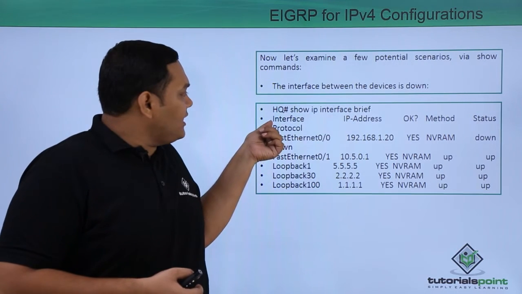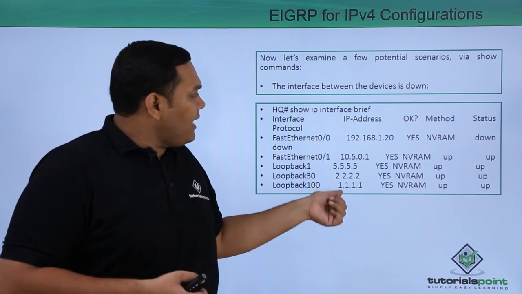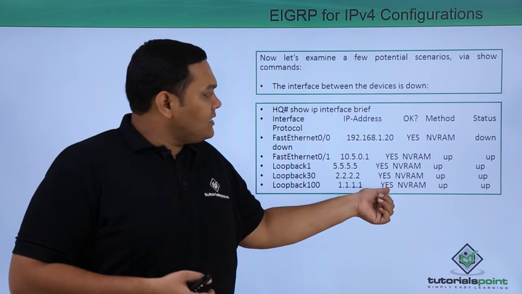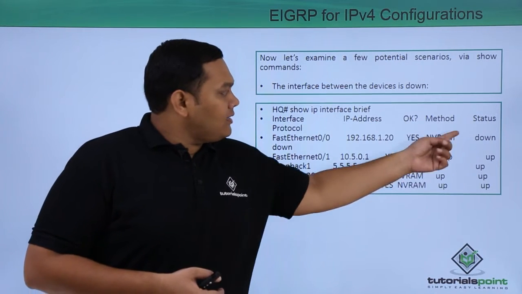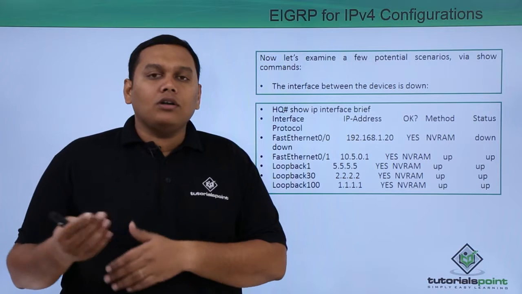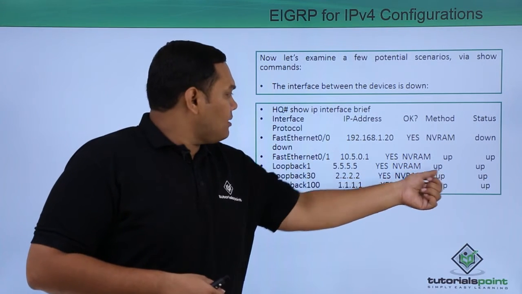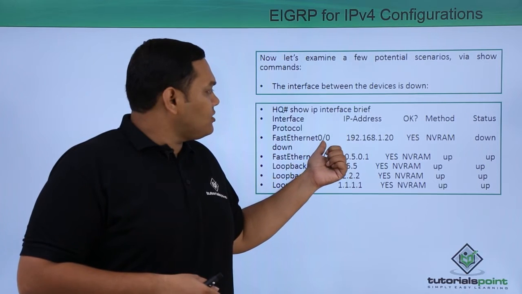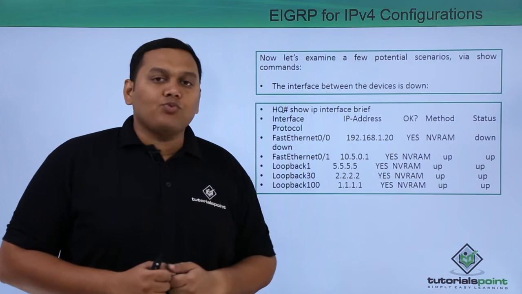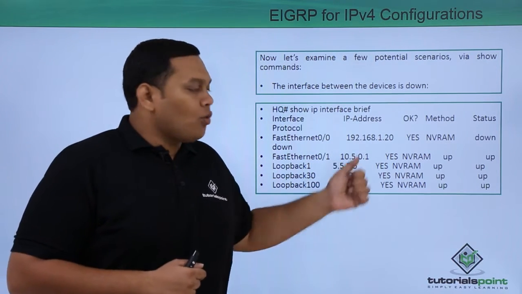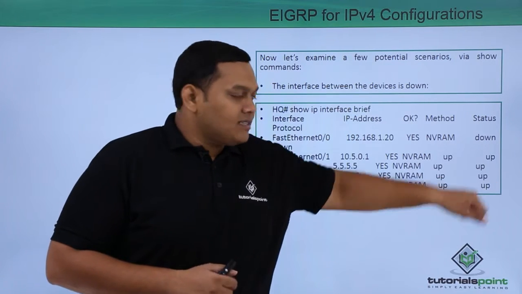it will give you the interface details: the IP addresses, the method, and the status, whether it is up or down. If you see here, all the interfaces are up, except FastEthernet 0/0, having the IP address 192.168.1.20, whose status is down.